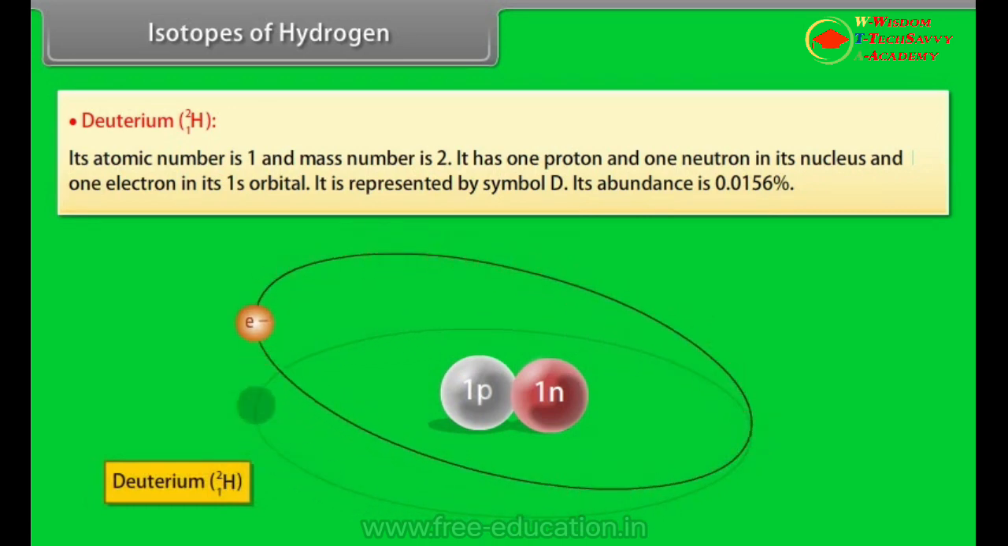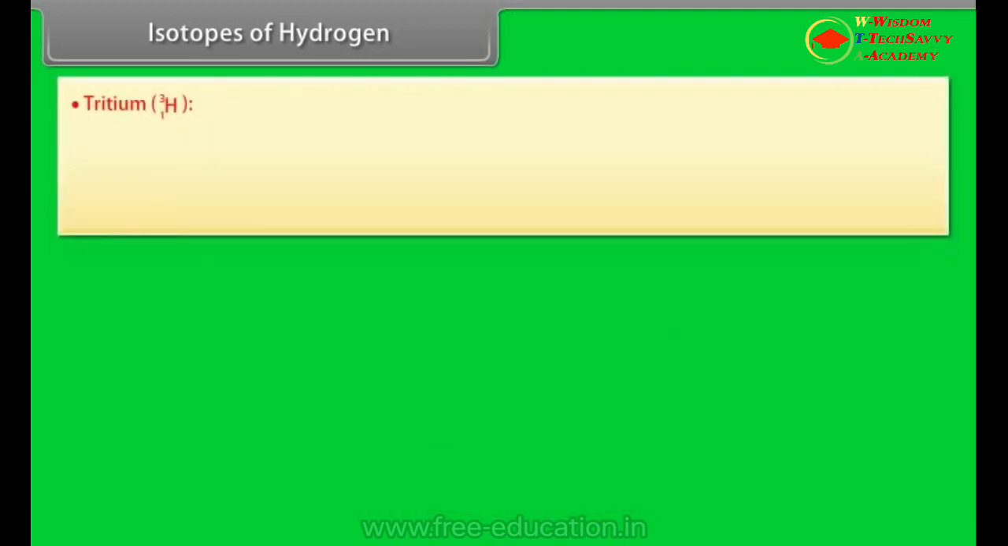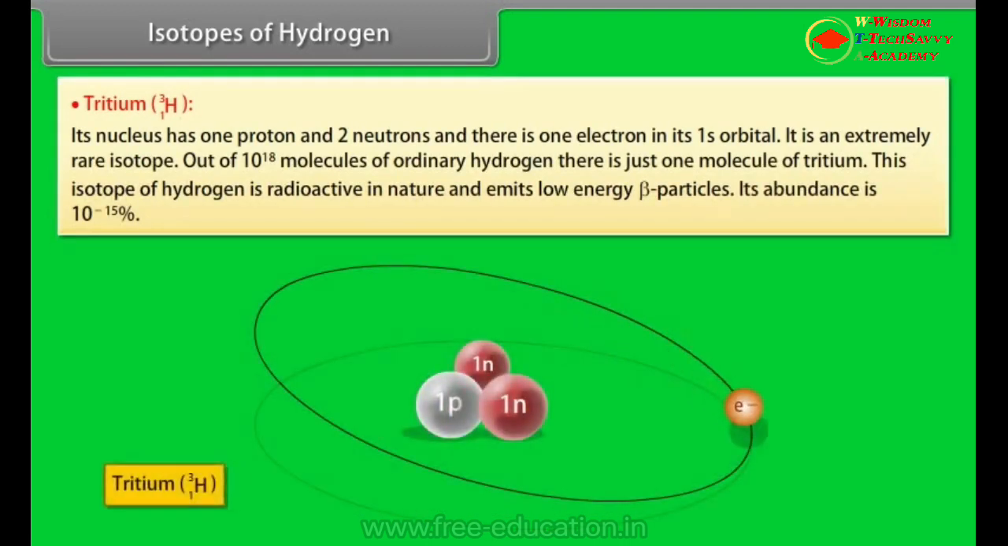Deuterium. Its atomic number is 1 and mass number is 2. It has one proton and one neutron in its nucleus and one electron in its 1s orbital. It is represented by symbol D. Its abundance is 0.0156%.